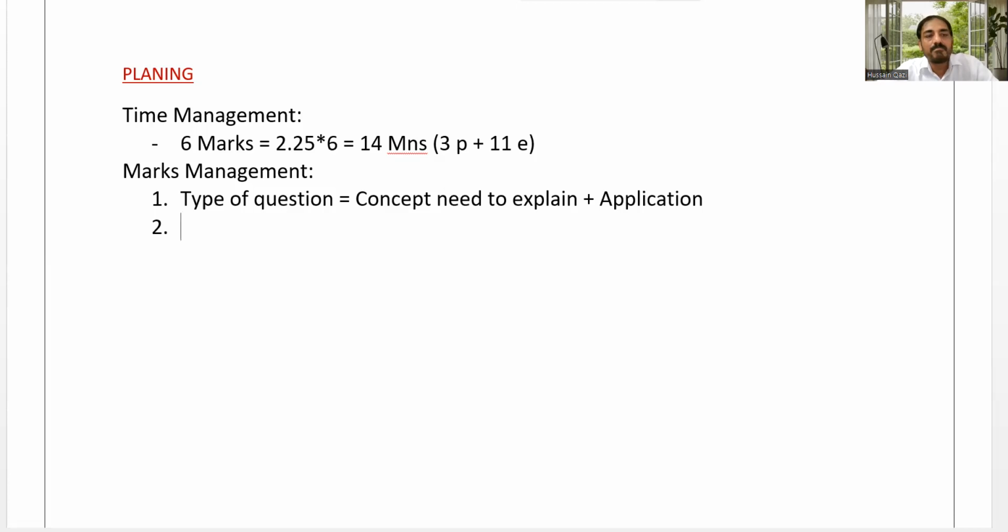Then apply it with the case. First thing is the type of question. Now, how does the examiner allocate the marks? Number 1, distinguish between different types of synergies.